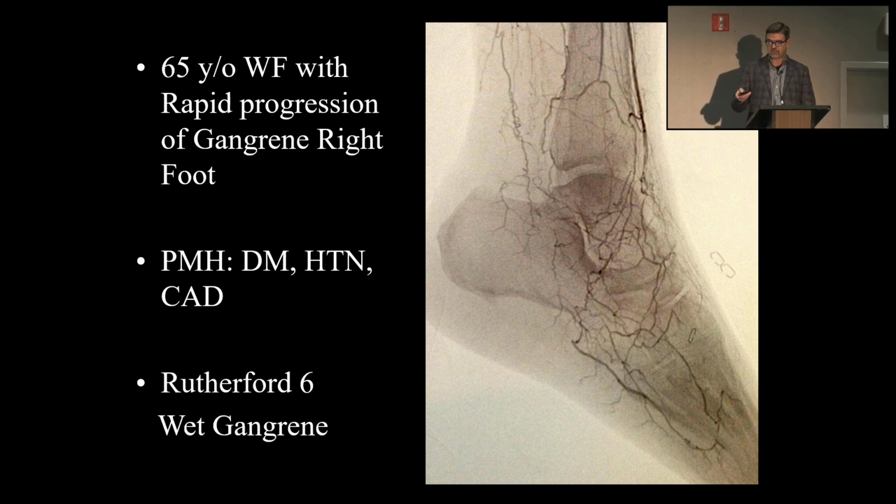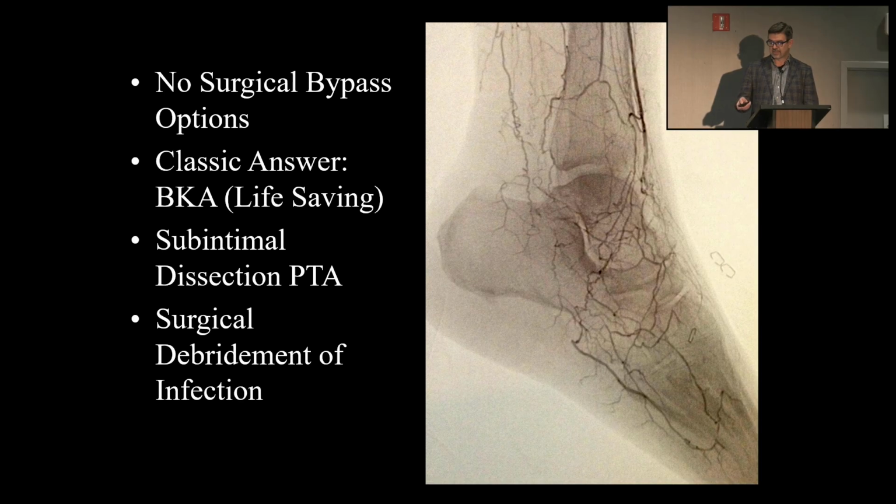But this is a 65-year-old patient with rapid progression of gangrene of the foot, diabetes, hypertension, CAD, Rutherford 6, wet gangrene. And on this angiogram, you can see that the posterior tibial artery is absent. The dorsal pedal artery is absent. There's really no surgical bypass options for this patient. The classic answer would be a below-knee amputation to save her life. She has wet gangrene. She's going to die if we don't do something.